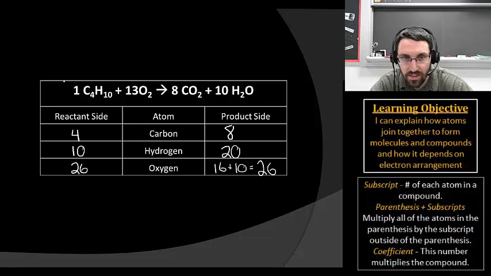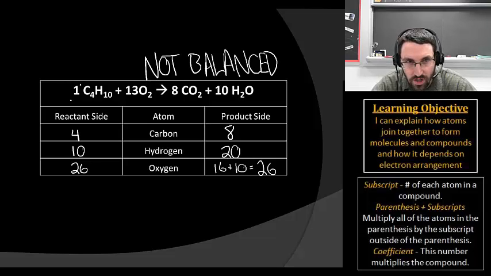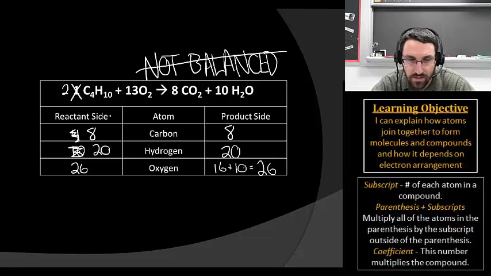So real quickly, looking at this equation, we can tell it is not balanced because the numbers don't equal each other on both sides. So this reaction will not occur as written. However, if we were to change this little 1 into a 2, if we add a coefficient, we can change the number in front, but we can't change the subscripts. If I change that to a 2, I now have 8 carbons and 20 hydrogens. So this equation is balanced.